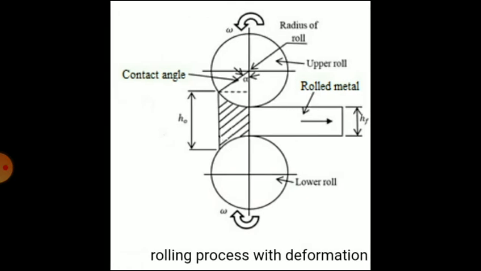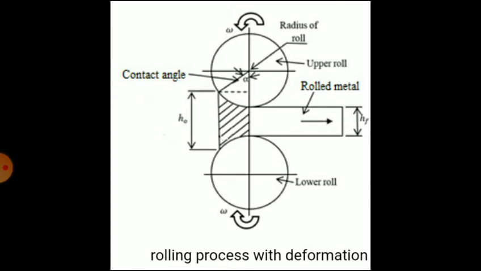This is the principle of rolling, or you can say the mechanism of rolling. In the diagram, the two rolls shown are a top roll and a bottom roll, and the material is passed between them. The space between the two rolls is adjusted according to the required or desired thickness of the product. After passing the hot ingot, the raw material, between the two rolls, the cross section of the rolled material is reduced.